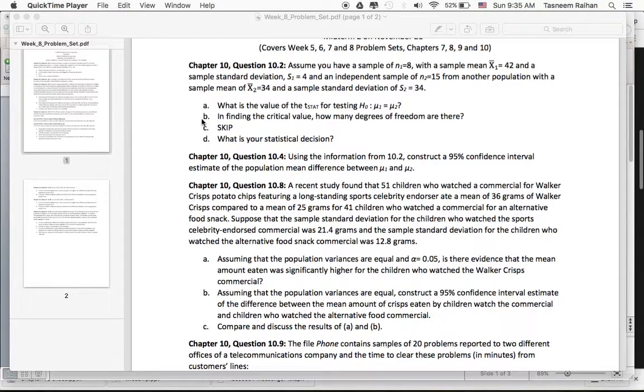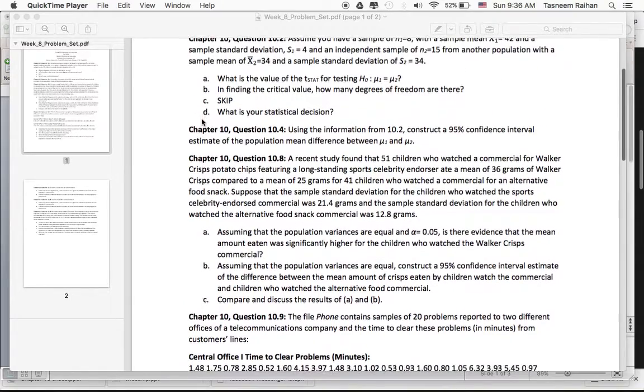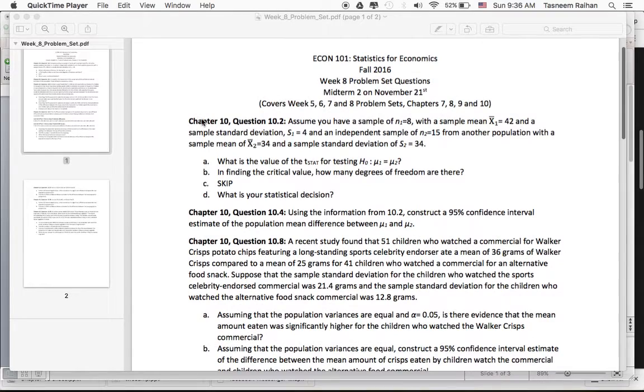Hi everyone. It's just a short video tutorial on one of the questions from the week 8 problem set. The question that I'd like to go over today is 10.8, 10.8 A and B. If you understand this 10.8 A and B, then you should also be able to do 10.2, 10.9, all these questions yourself. So it's question 10.8 from the week 8 problem set.